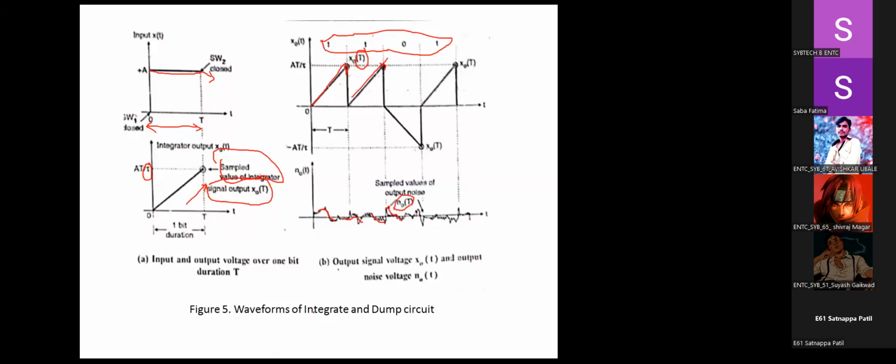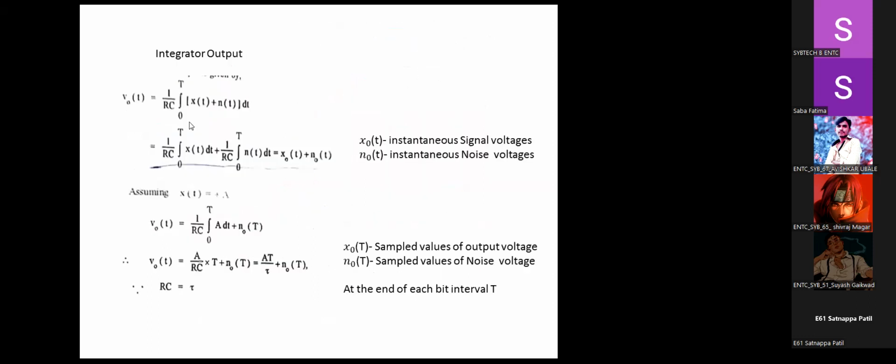These are the waveforms of the integrator and the dump circuit. Sorry, I told this as switch 1, but it is actually switch 2. So sorry about that. So we see that for this x0 of t, we have the expression, you can simply say.